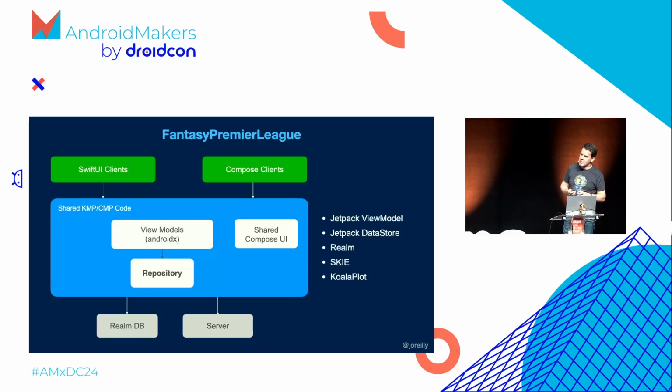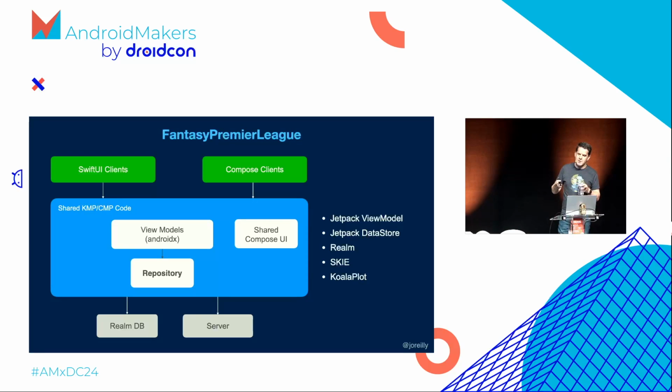So similar to bike share, we're retrieving data using Ktor and storing locally using Realm. We're also using shared view models, but in this case, we're using the newly announced alpha version of the Jetpack ViewModel library that now supports Kotlin Multiplatform, as you might have seen Martin mention earlier. And using shared Compose UI code here as well.